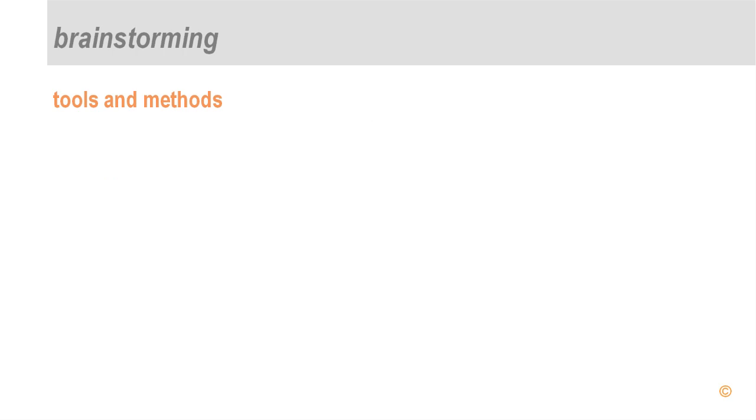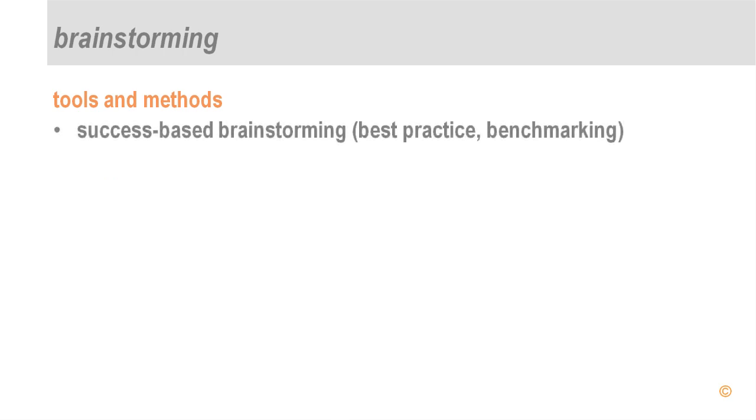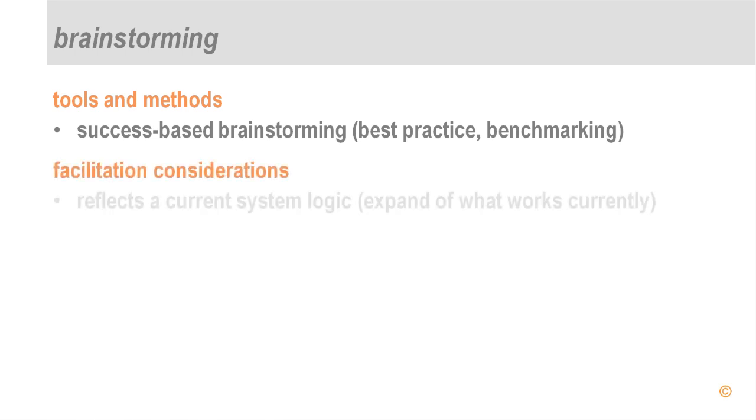There's another success-based brainstorming associated with best practice in the industry or benchmarking. This is typically identified by a task team. It also reflects current system logic and would expand what works already if applied in a system. It does not lead the system to the next stage of transformation and next stage of competitive advantage.